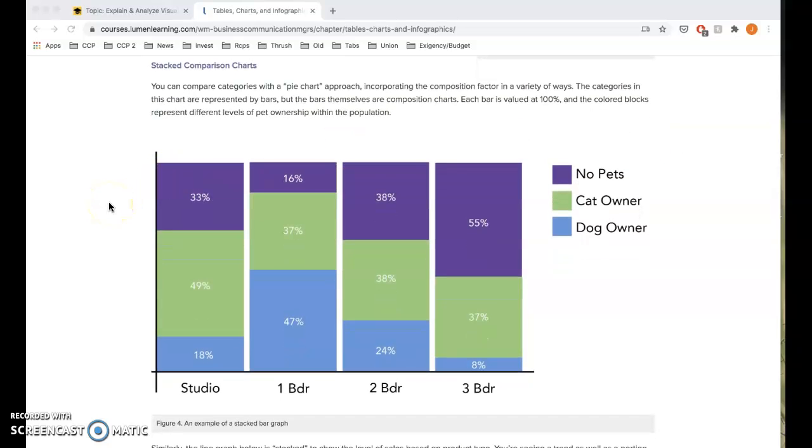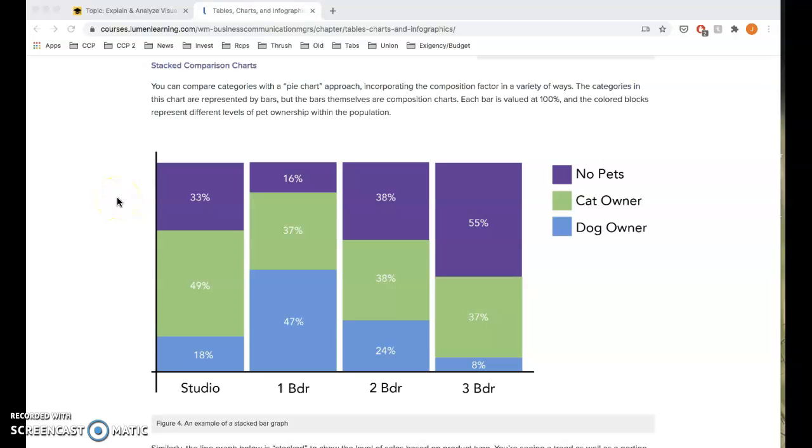Stacked comparison charts are less frequently seen, but actually becoming more popular, I guess. So in a stacked comparison chart, each stack usually totals 100%. Okay. And then it's showing you, it's almost like its own pie chart. Like each stack is a pie chart, right? And then you can compare each of the bars.